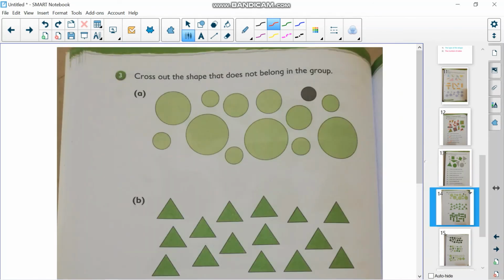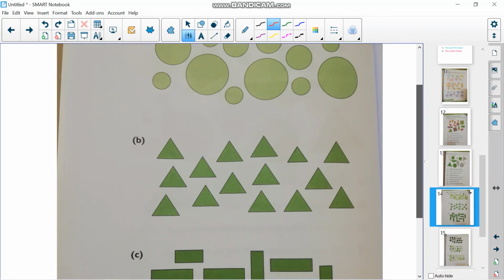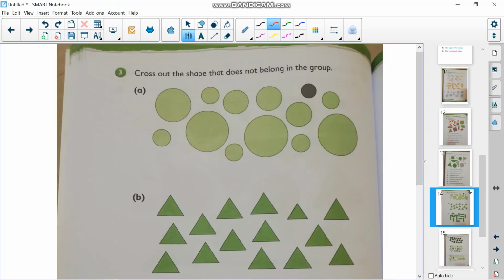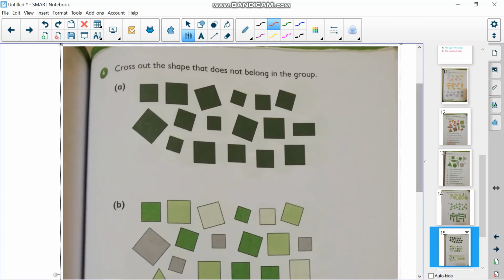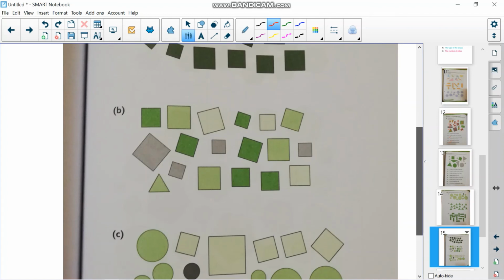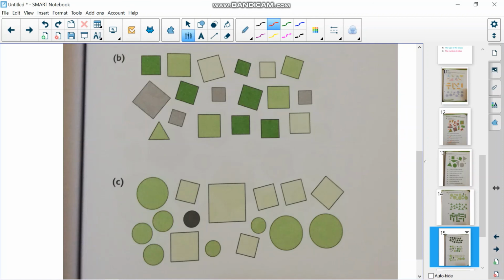For question number 3, cross out the shape that does not belong in the group. So which shape does not belong in the group in letter A? You just have to cross it out. Same with letter B and letter C. So here you can classify the shapes according to color and according to size. For number 4, cross out the shape that does not belong in the group. Again, so here you can classify the shape according to the type of the shape for letter A, for letter B, also according to the type of the shape, and for letter C, according to the type of shape and according to color. So there are 2 ways to classify letter C.